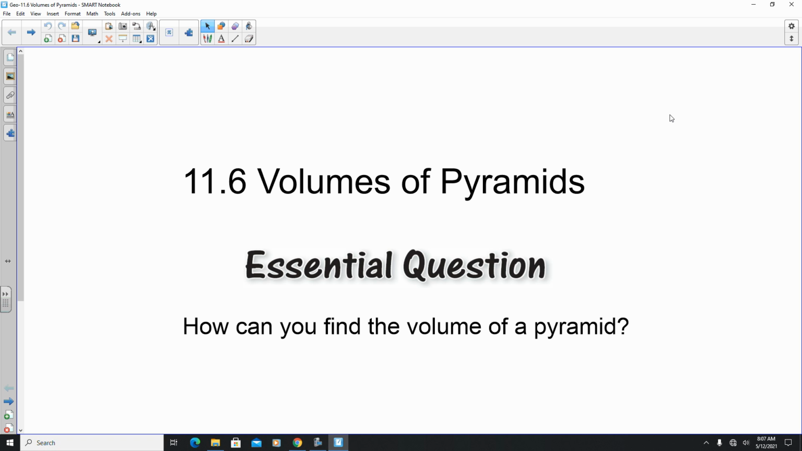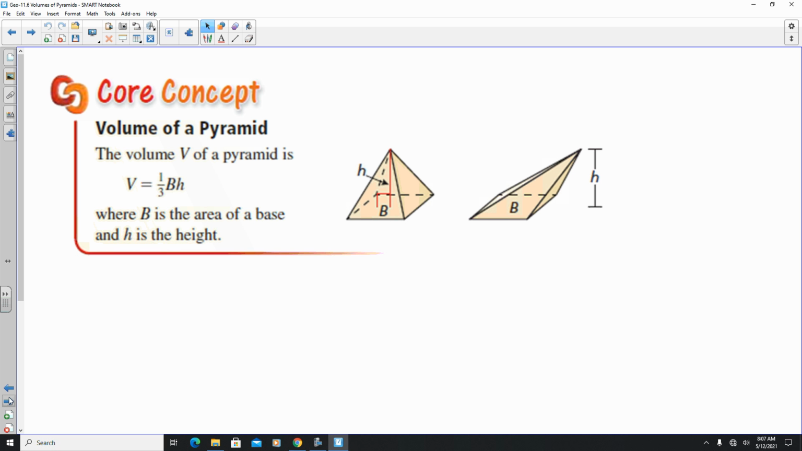In this lesson, we're looking at section 11.6, where we're going to look at volumes of pyramids. So, first things first, looking at the volume of a pyramid, a little bit different than the volume of a prism or a cylinder, because you are essentially taking the area of the base times the height, but then that also now gets multiplied by 1/3.